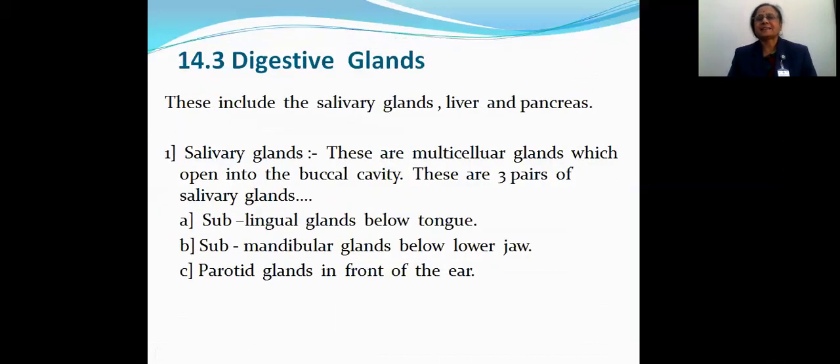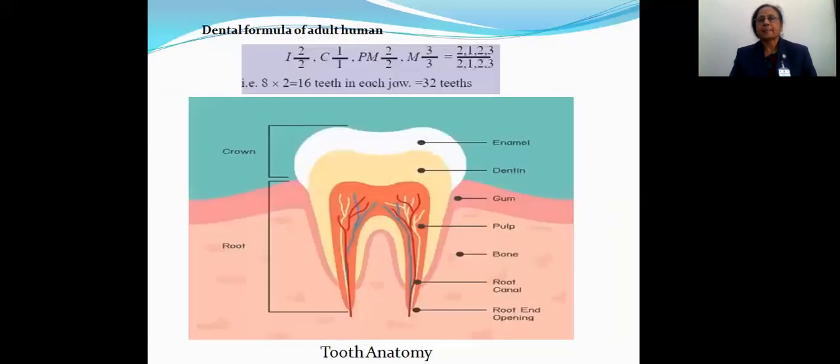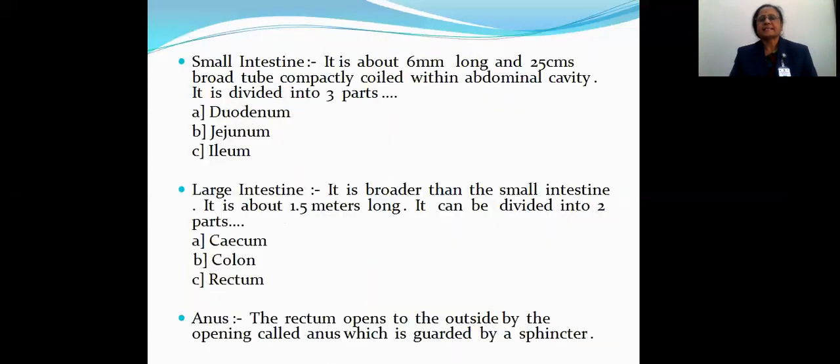Then different glands are present in this digestive system. We know that the digestive system includes your alimentary canal as well as digestive glands. In the digestive glands, three types of glands are present. The first gland is known as the salivary gland. There are three salivary glands. The first is the sublingual gland, then the submandibular gland, and the third is the parotid gland. These glands secrete saliva.